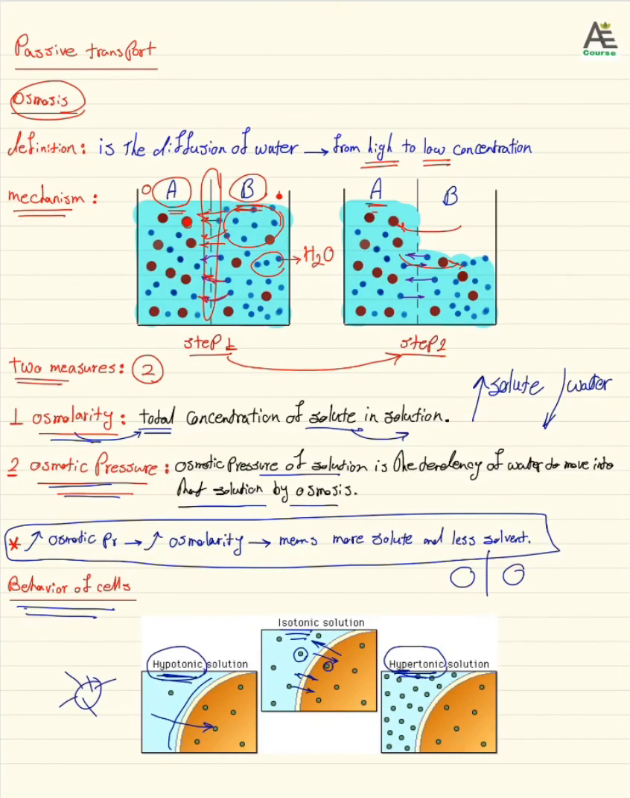And the other solution that we can have is hypertonic. See, hyper means high. Hypertonic solution is a solution that has higher concentration of solutes. And in this solution, water will move out of the cell into the extracellular fluid, as you can see in this diagram. So if water moves out, the cells will shrink and also die. And that's all about osmosis.